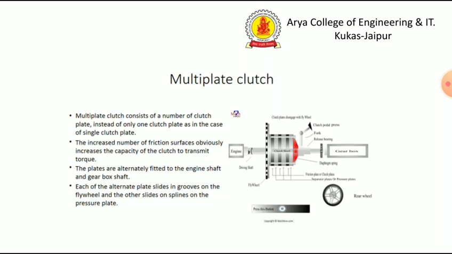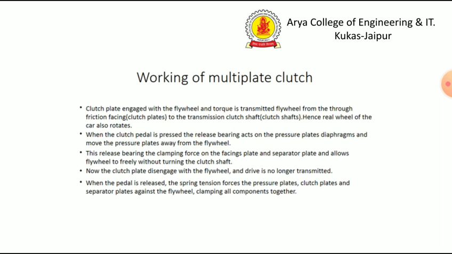The plates are alternately fitted to the engine shaft and gearbox shaft. Each of the alternate plates slides in grooves on the flywheel and the others slide on splines of the pressure plate. The clutch plate is engaged with the flywheel, and torque is transmitted from the flywheel through the friction facing to the transmission clutch shaft. Hence, the rear wheel of the car also rotates.